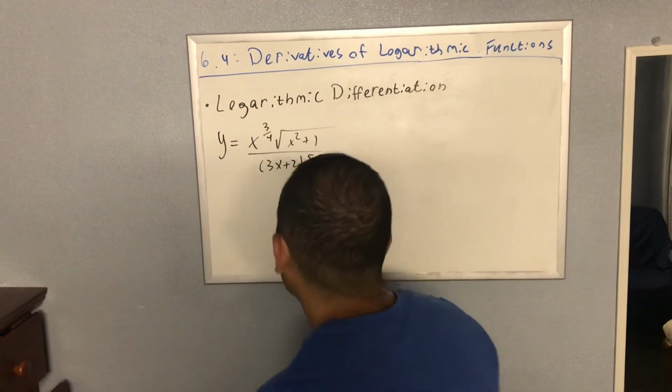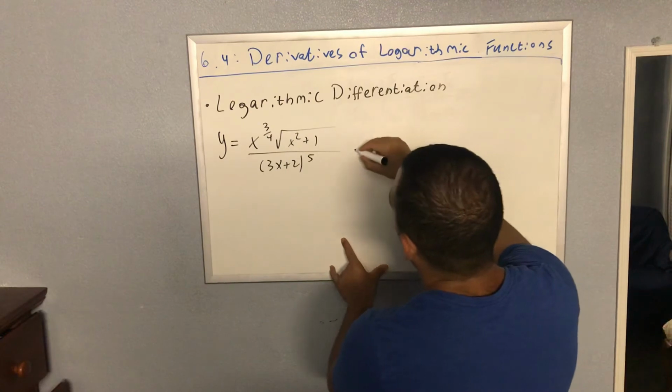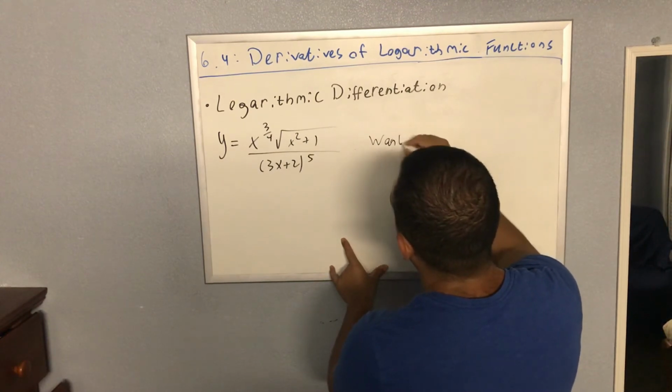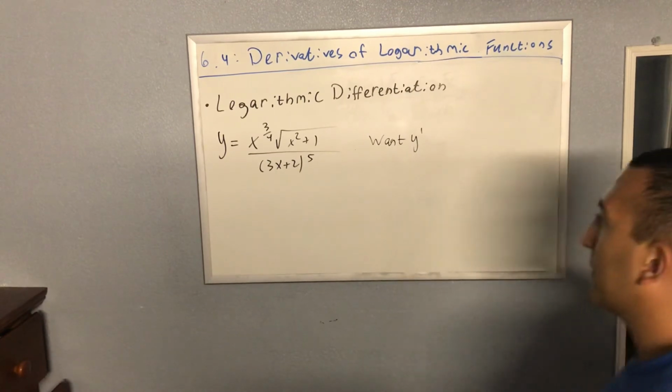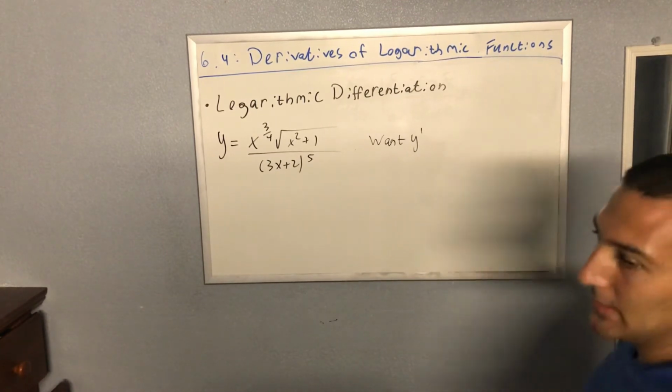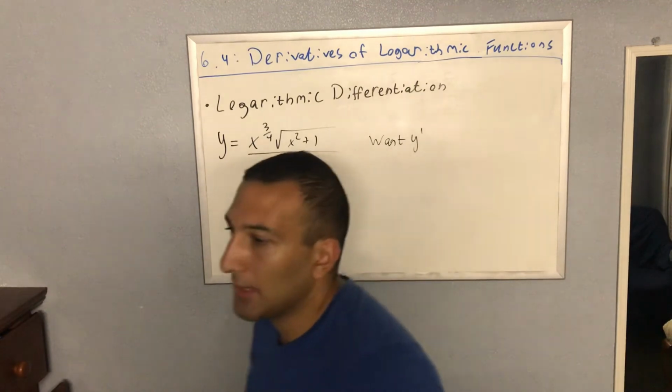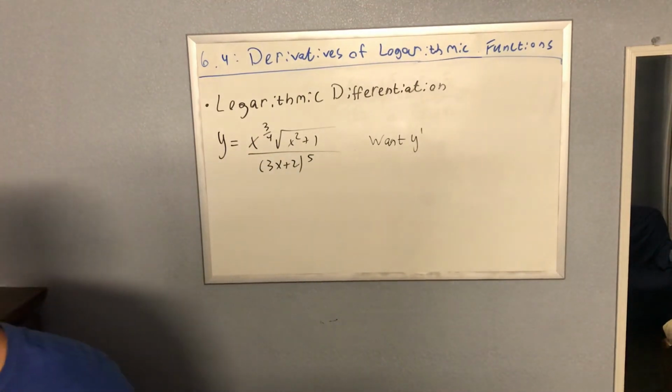Say this is the function and you want y prime, the derivative of this function. Now there's nothing stopping us from using the quotient rule and the product rule and things like that. But we can make things a little easier if we use logarithmic differentiation.